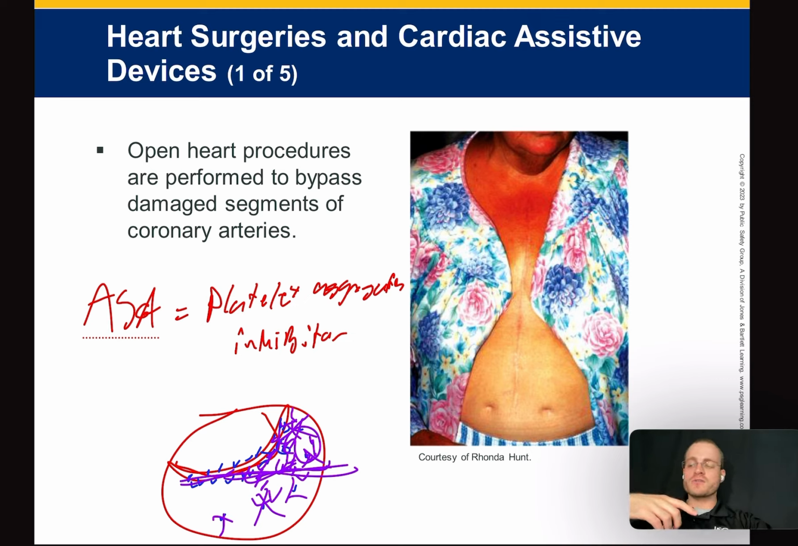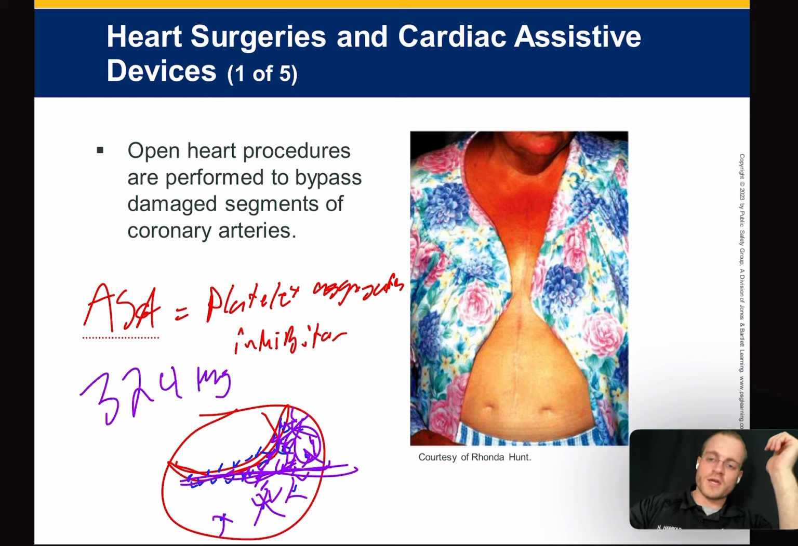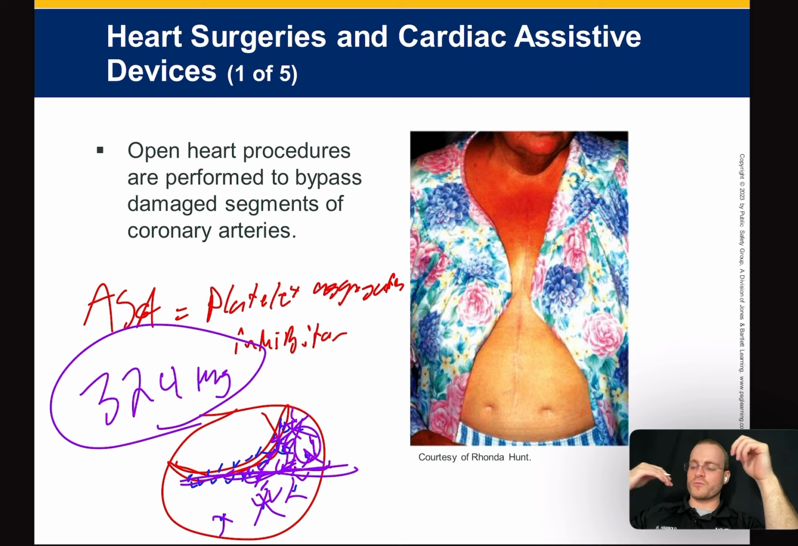Now, a few caveats with this. The dose is 324 milligrams. Usually we have the patient chew this up and then swallow it, or you give them 3 or 4 baby aspirin. I think that's 4. No, it's 3. I've been out of the field for a while. So what you do is have them chew them up. The dose is 324 though, for sure.